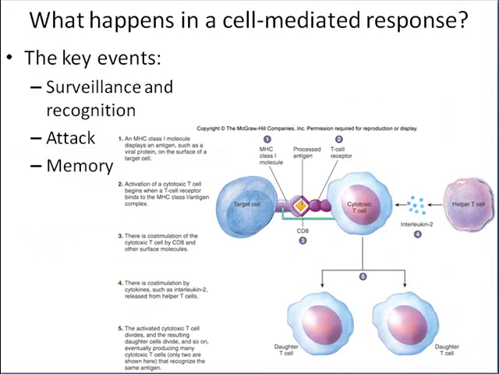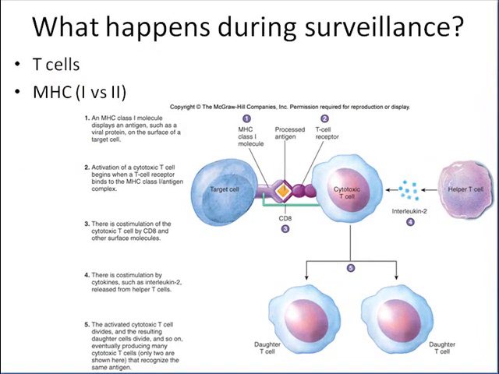So let's take you through the major components of a cell-mediated response. Again, the goal here is to identify a cell that's become cancerous or that's been infected with a virus and find a way to kill that cell off. And there are three sort of generalized phases of a cell-mediated response. The first being the surveillance and recognition phase, followed by attack, and the last portion of the game is to generate some memory T cells for future reference. So let's go through this step by step, starting with surveillance.